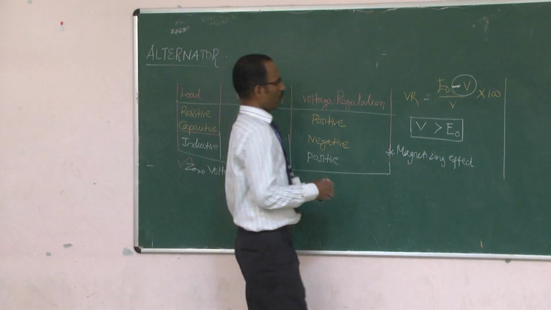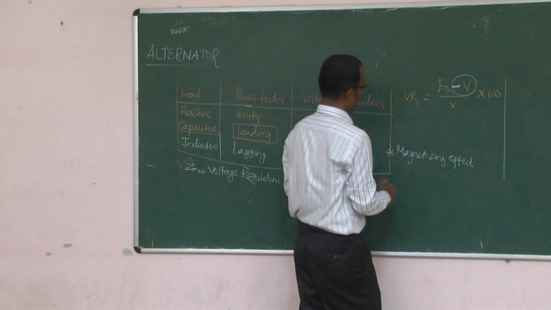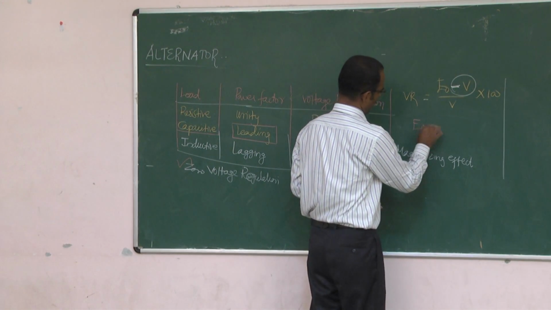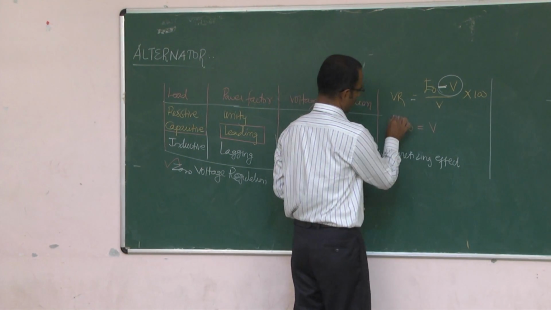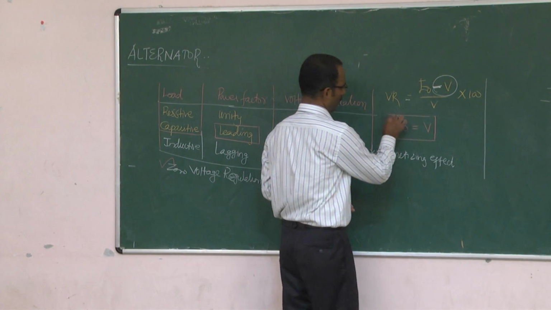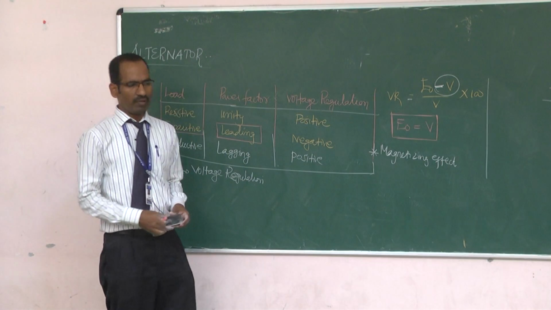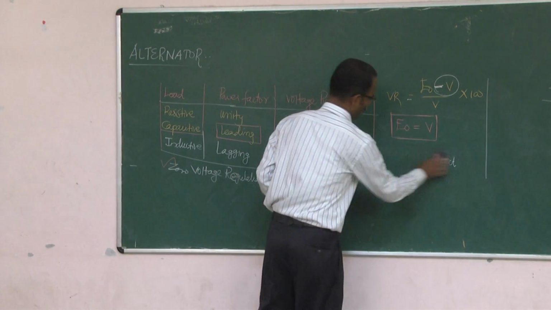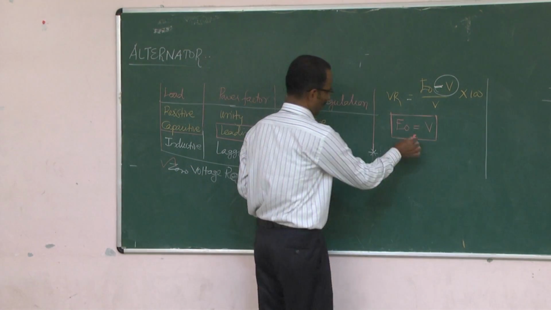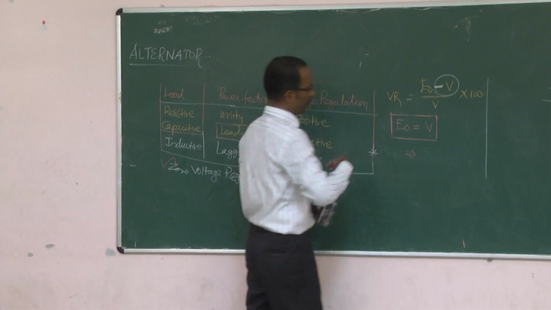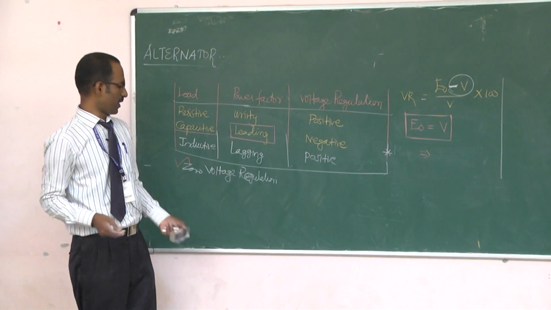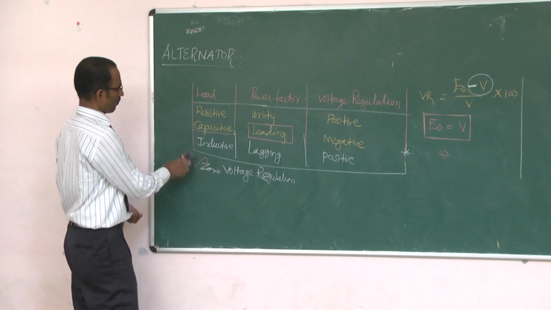We get zero voltage regulation whenever the E0 value and the terminal voltage are equal, that is, the no load induced EMF and the terminal voltage at the loaded condition are equal. There is no deviation between your voltage at no load and at full load, so we are getting the voltage regulation as 0.